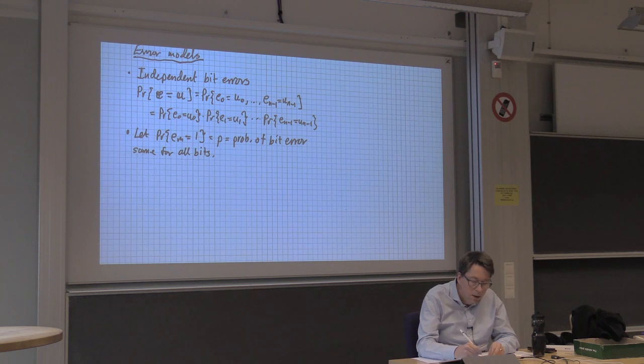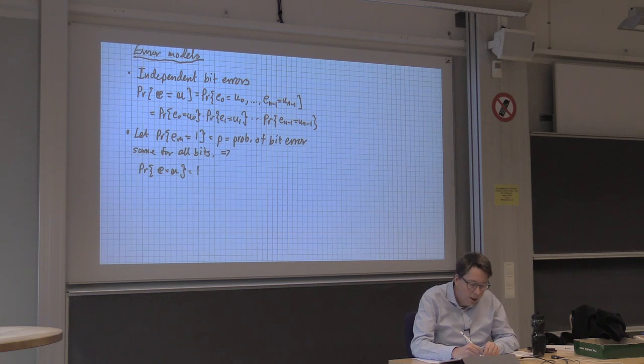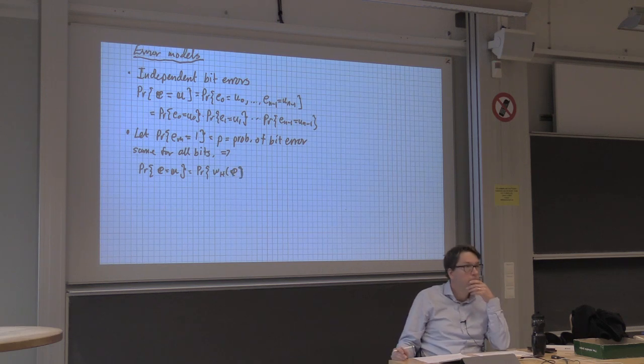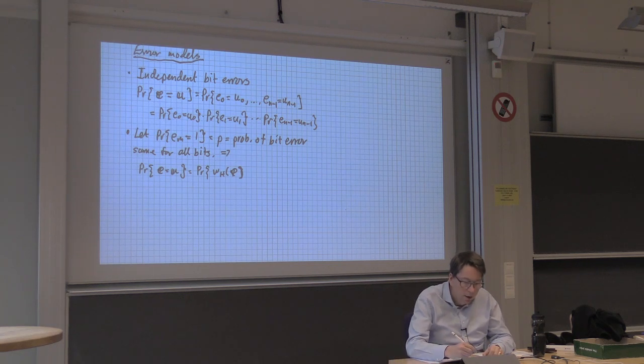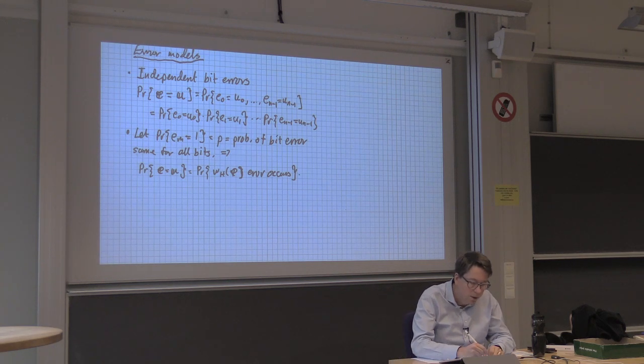Now, if this is the case, then this probability that we're looking for, that E is equal to U, is just the probability that the Hamming weight of E, that is the total number of errors in E, occurs, and then it's multiplied with the probability that the rest of the bits are correct. And so we have here n minus the Hamming weight of E.